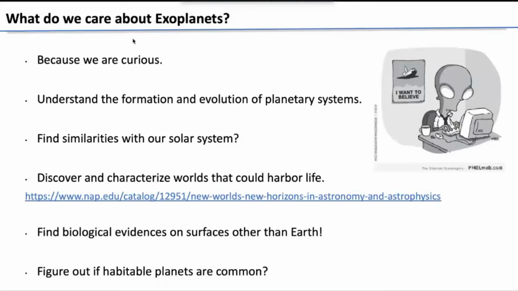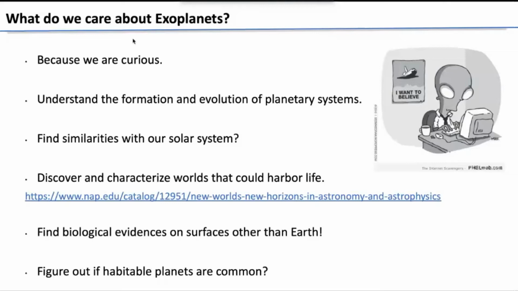So we want more and more data of exoplanetary systems, so that we can actually see a trend, to see maybe there's a theory that can explain everything about how planetary systems form and evolve. And so the third point is that we want to see how similar such planetary systems are to our solar system.